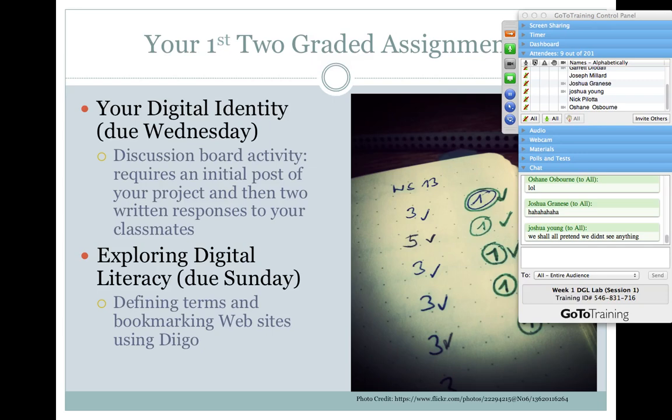The second graded activity, which is your first sort of major assignment, is called the Exploring Digital Literacy activity. It's basically an exercise in defining terms and bookmarking websites using Diigo. I'm going to talk about that specifically on Thursday. It's not a difficult assignment, but it's something I prefer to walk students through. So today we're just going to focus on the activity that's open now. The first part is due by tomorrow at midnight and ends officially on Sunday.